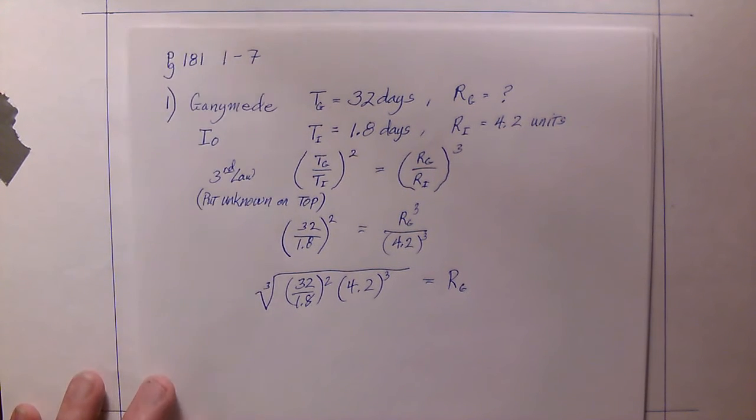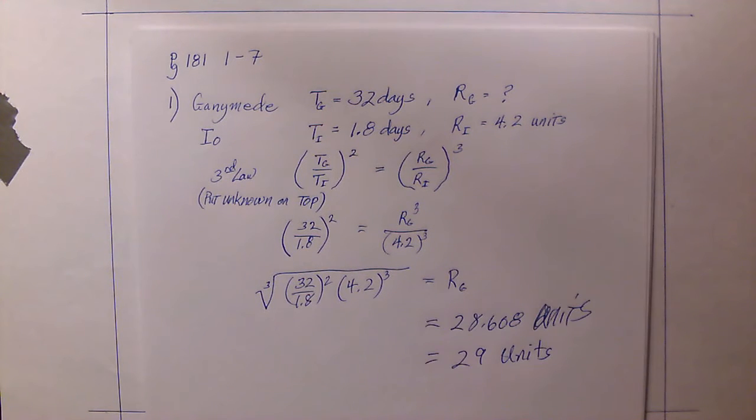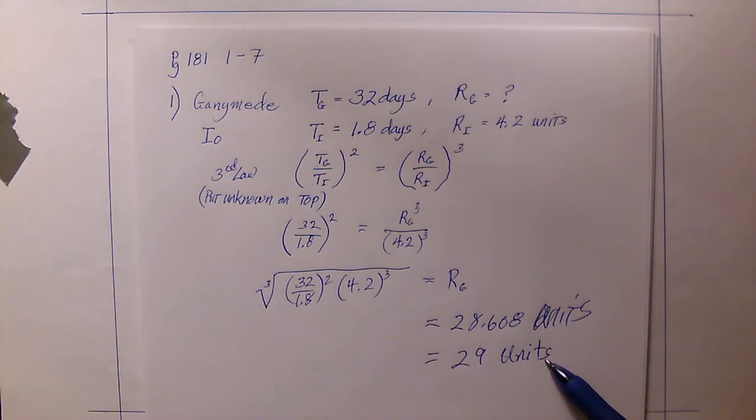And when I put this in my calculator, let's pause a second while I get this. Okay, so I put this in my calculator and I got 29 units as the distance.